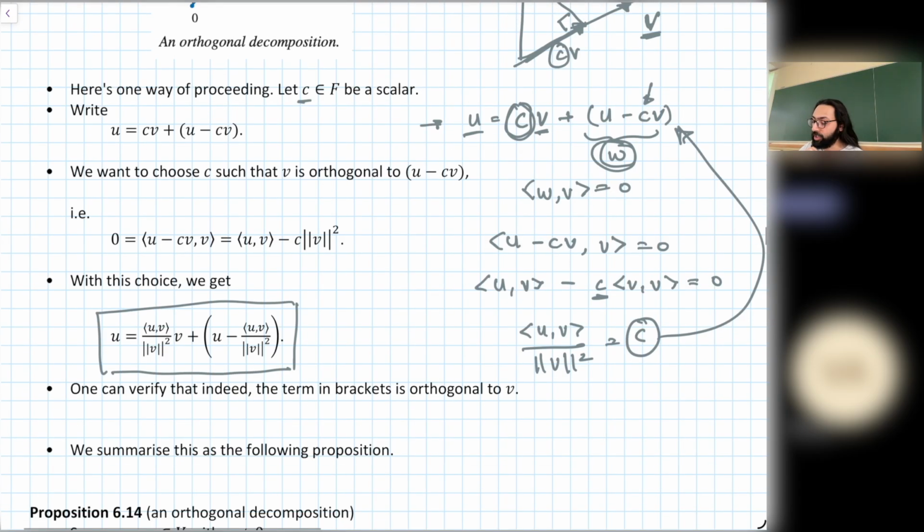Okay, this is what we just did. I'm just substituting for C using this expression. Clear?